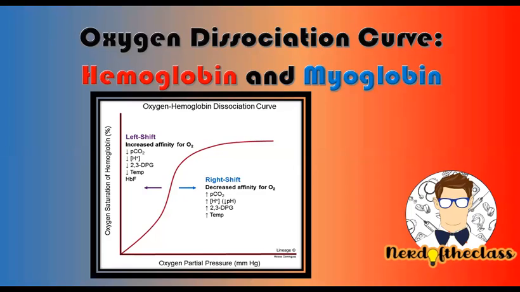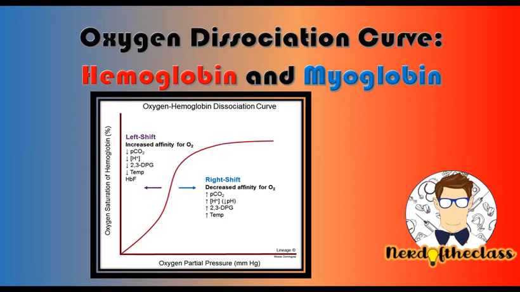Today let's talk about the oxygen dissociation curve for both hemoglobin and myoglobin. This is a particular subject very linked to biochemistry and physiology. However, it has more than only that for the understanding of this. Okay, so let's see.